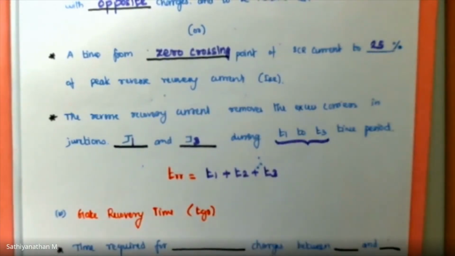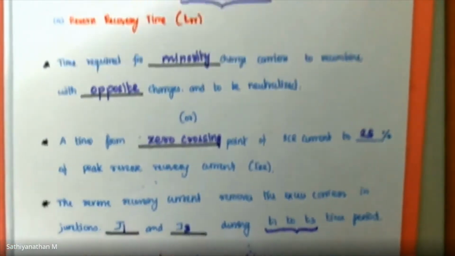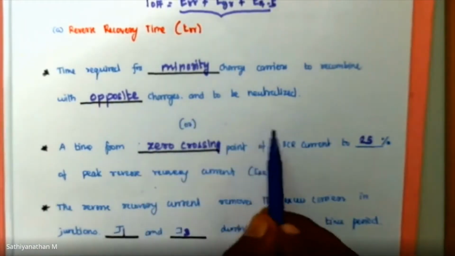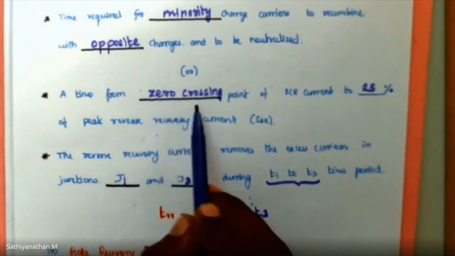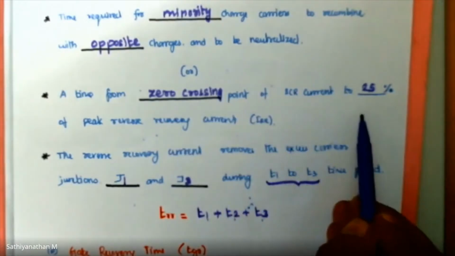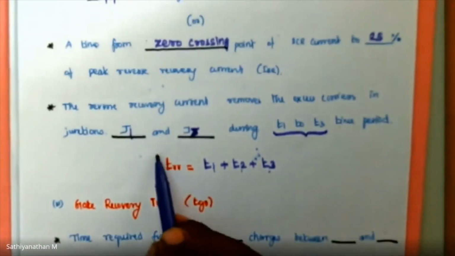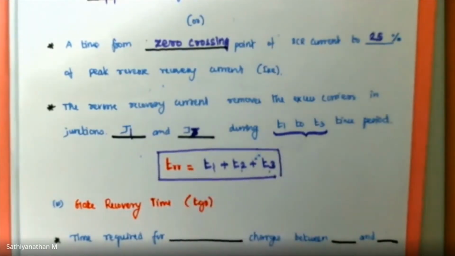So TRR is nothing but the time interval of T1, T2, T3, during which the minority charge carriers have to recombine with the opposite charges and be neutralized. Otherwise, we can define it as the zero crossing point of an SCR until it comes to 25% of its maximum value. During this operation, the charges at the junctions J1 and J3 are neutralized, and that time period can be represented by this equation.